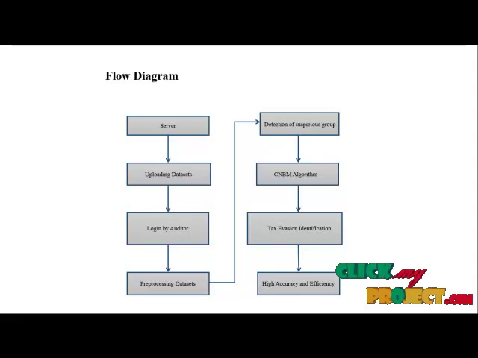This is the flow diagram of mining suspicious tax evasion detection methods by using this process. First of all, in the server process, we have to upload the datasets, the income tax datasets. The income tax datasets contain the ID, name, salary, type of salary, and the average ratio. These are the datasets by the income tax.